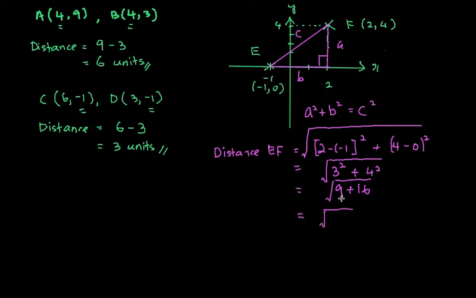Square root of 9 plus 16 is actually 25, right? So square root of 25 will be equal to 5. So the distance between point E and F is actually 5 units.